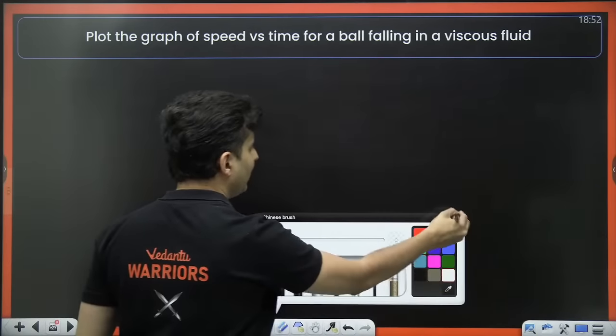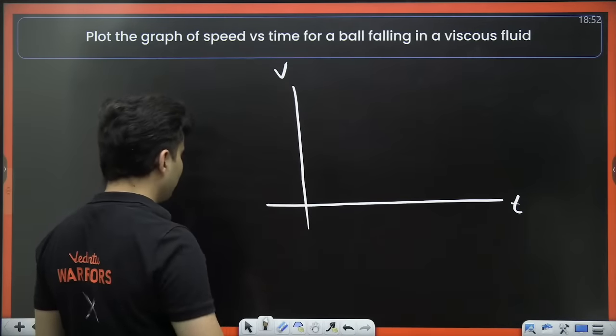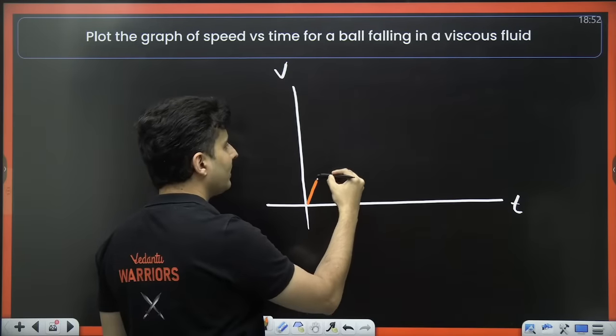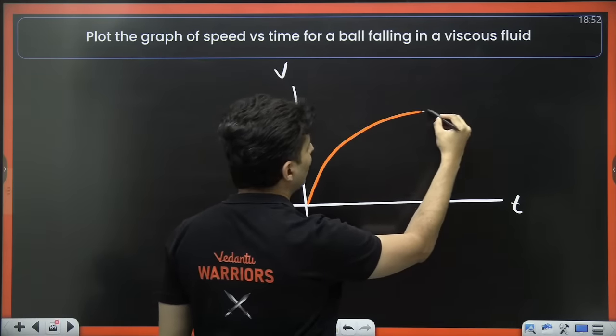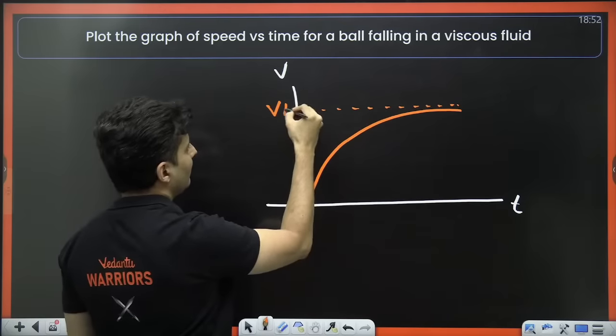This has come so many times in many competitive examinations. Plot the graph of velocity versus time. How will it look? First, it will be zero. Speed increases, but then it slowly stops increasing. It will reach something called the terminal velocity.